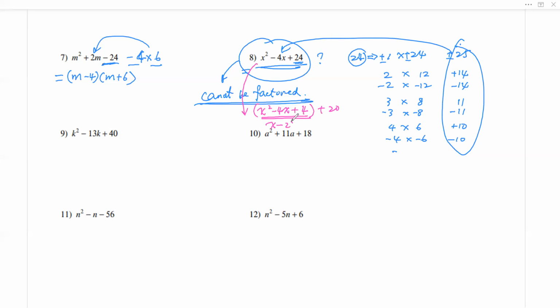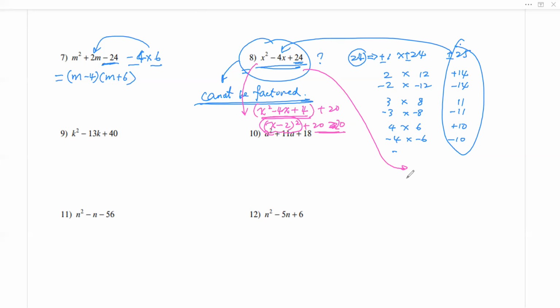This one can be what? Like this square plus 20. This one is always greater than or equal to 0. Something squared plus a positive number is always greater than 0. Actually, it's greater than or equal to 20. So that's why this one cannot be factored.